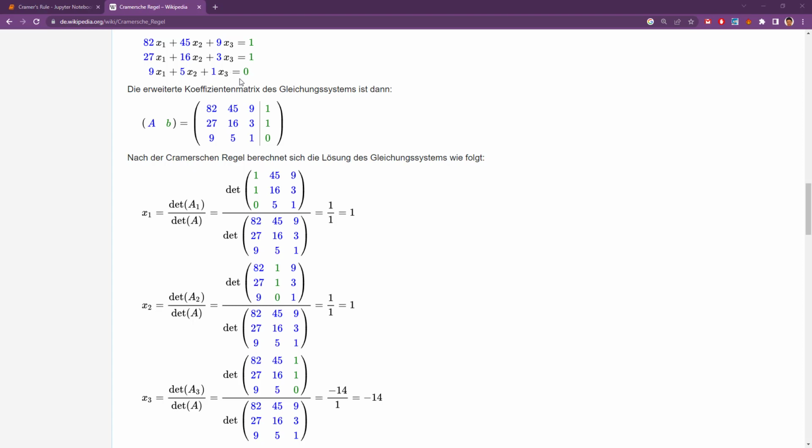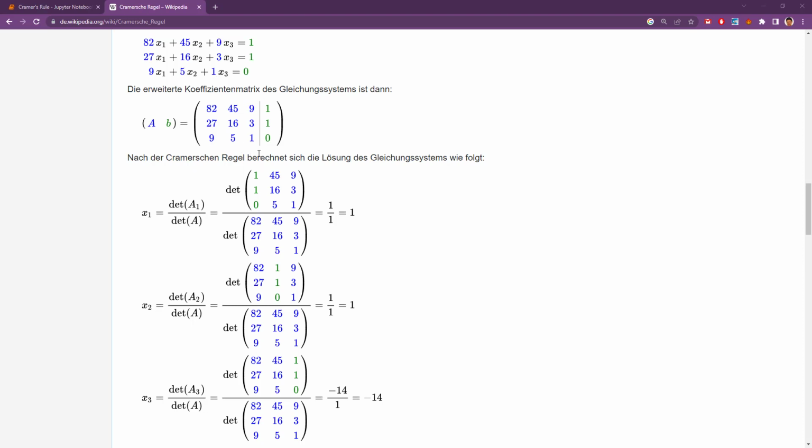Then you don't have to think anymore how much is x1, x2, or x3, or you can call them a, b, c, or x, y, z. As in my case, you can simply do the following. You can create three determinants. Pretty much you write the whole system like this: 82, 27, 9 in a matrix, then 45, 16, 5, writing just the coefficients, then 9, 3, 1 like this.